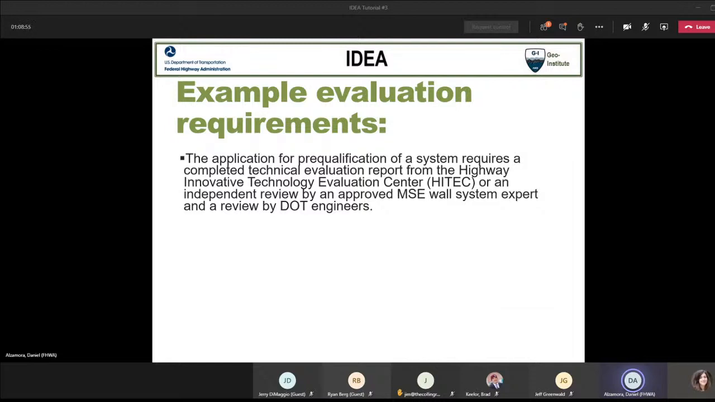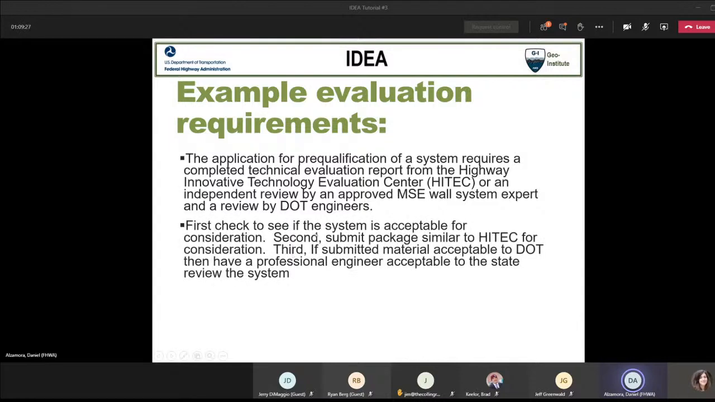For instance, in this one, the application for pre-qualification of a system requires a complete technical evaluation report from a high-tech or an independent review of an approved MSE wall system expert, and a review by DOT engineers. So again, it's kind of similar to what Jerry was talking about. We refer to high-tech as an evaluation, but you could also have an MSE wall system expert review it, but it has to be an approved MSE wall by that given state DOT.